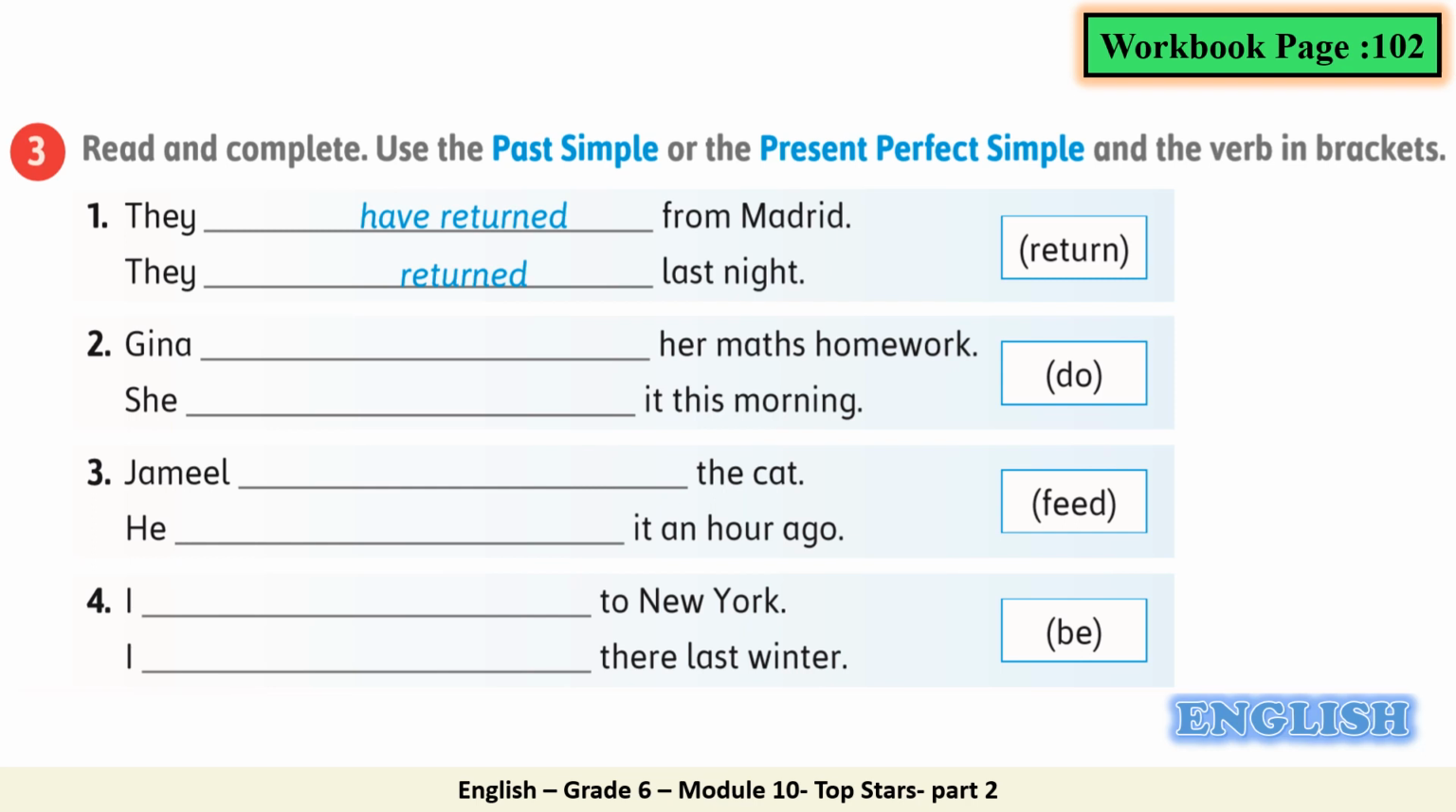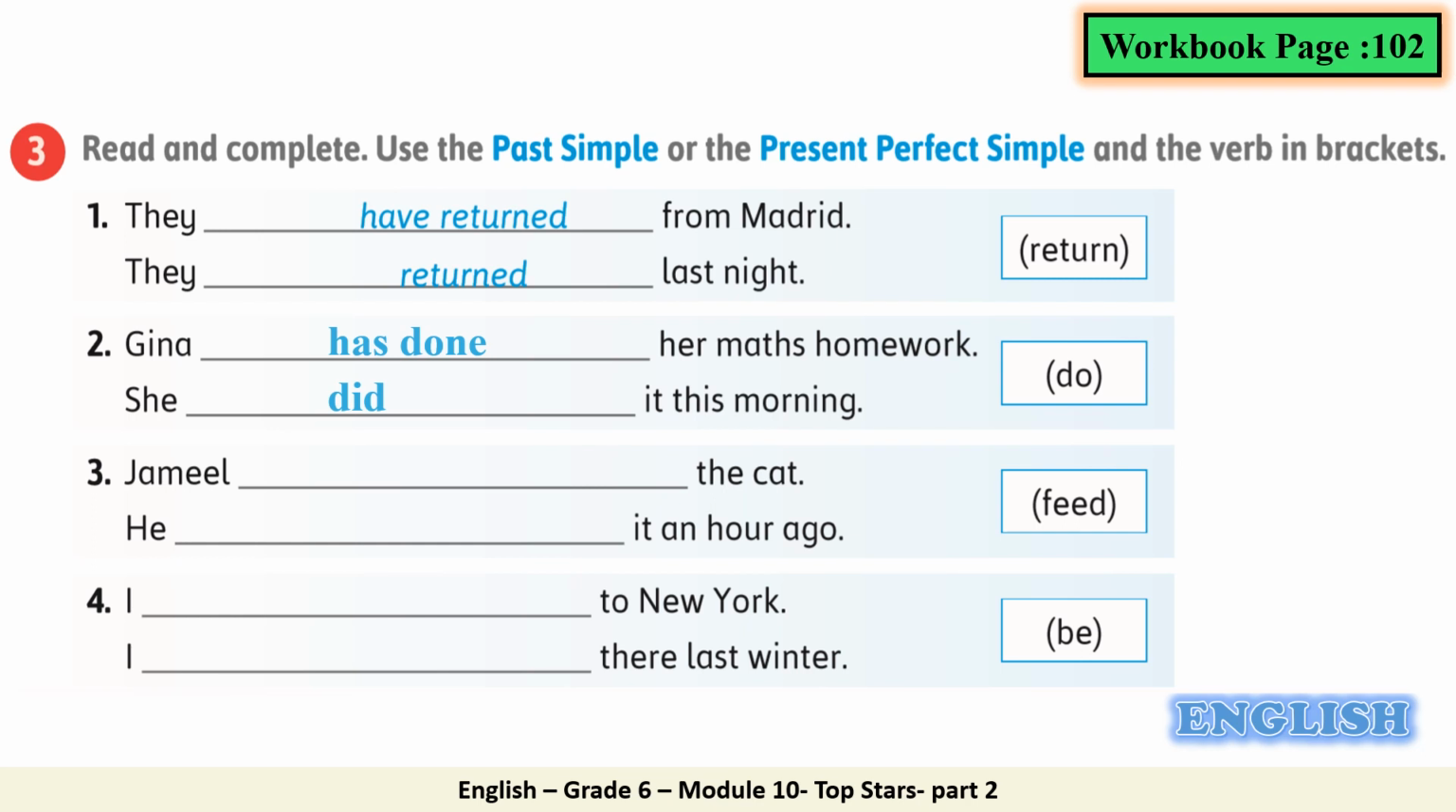Let's do number 2. Gina, her maths homework. So Gina, very good. We should use the present perfect simple. Gina has done. This is correct. But this morning refers to past simple, so it should be, very good indeed, did. She did it this morning.